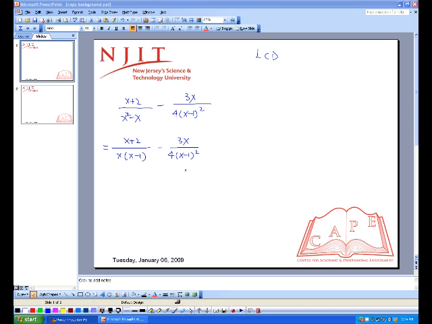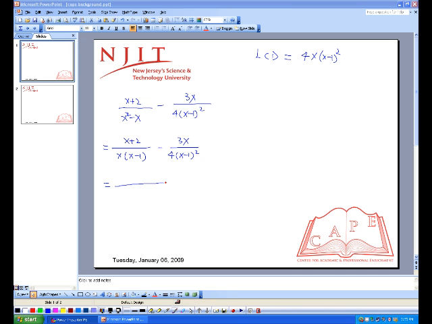So to get the least common denominator, we know that 4 is the least common multiple of the numbers, and then x should be part of the least common denominator, and also x minus 1 squared should be part of the least common denominator. So that should be the least common denominator. So we finished the first step. Now the second step is to convert both the denominators into the least common denominator.